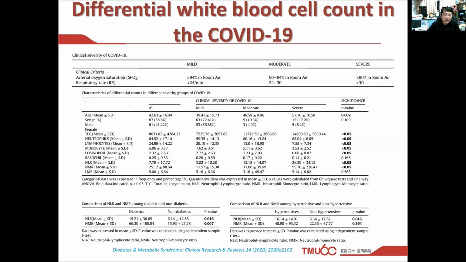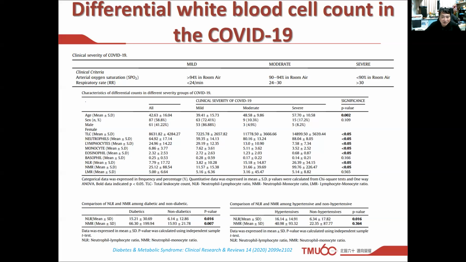Okay, in addition to the age, this also analyzed two kinds of patients, those suffering from diabetes or hypertension. You can see that diabetes patients also have a much higher ratio between the neutrophils and lymphocytes, and neutrophils and monocytes. Okay, the p-value is less than 0.05. So it's suggesting it's the same for people who suffer from hypertension.